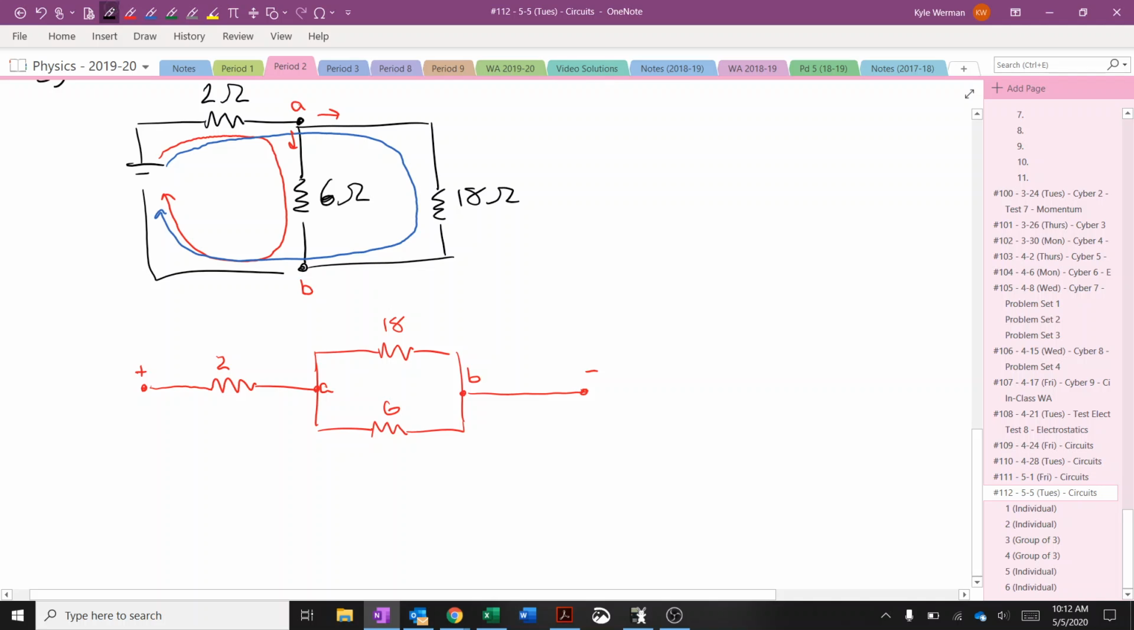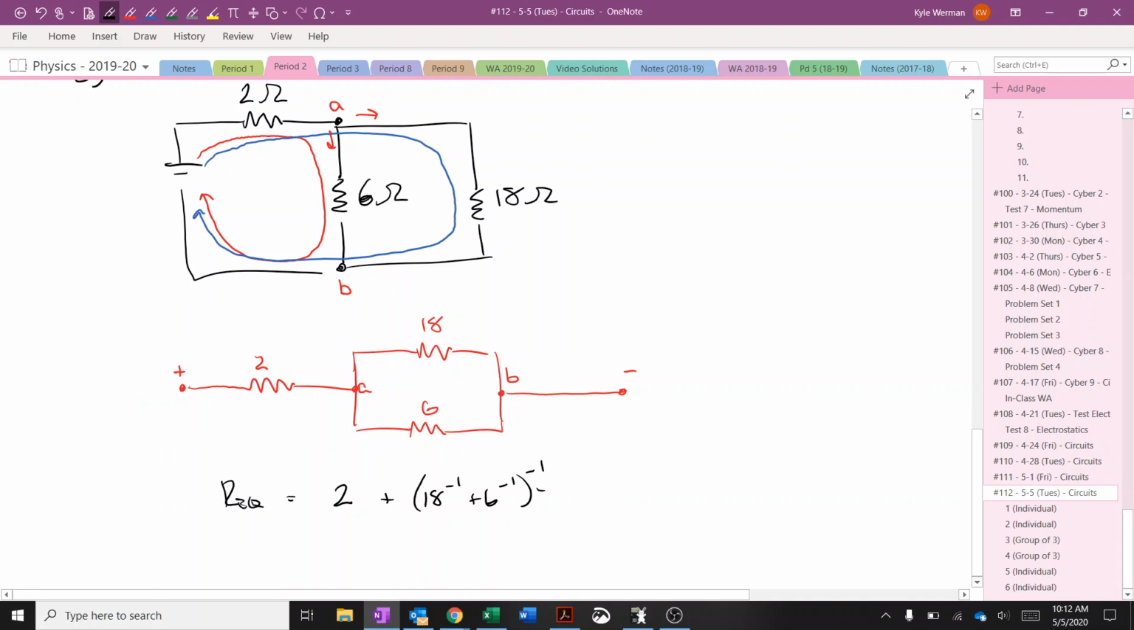And so when I'm calculating my Req, I can now write my equation as 2 plus the parallel combo of 18 and 6. And when I calculate that, that's going to be 18 to the negative 1 plus 6 to the negative 1, that whole thing to the negative 1. And then I can type that in my calculator, and I end up getting a value of 6.5.